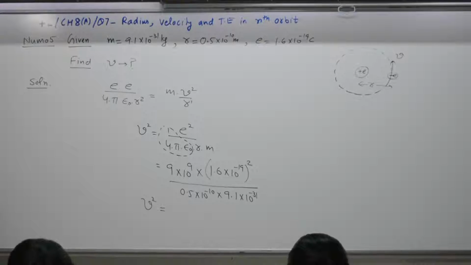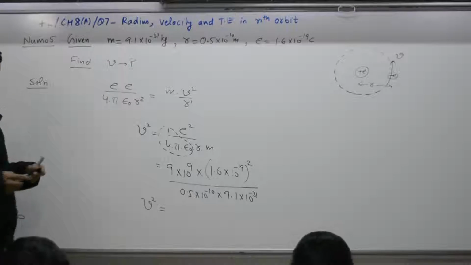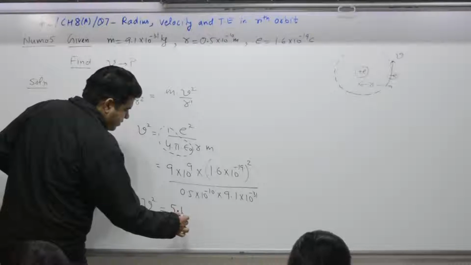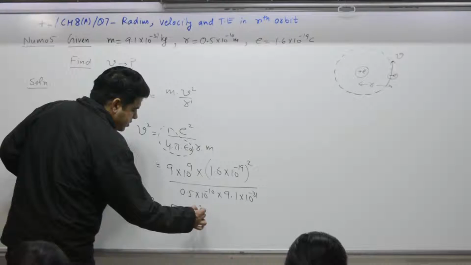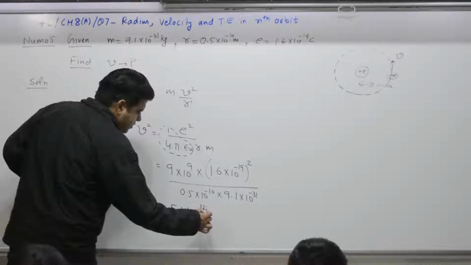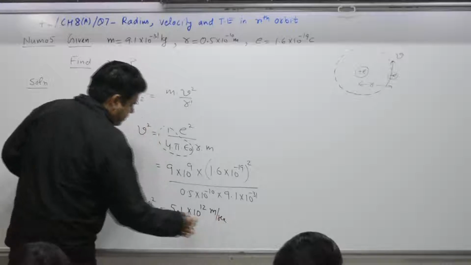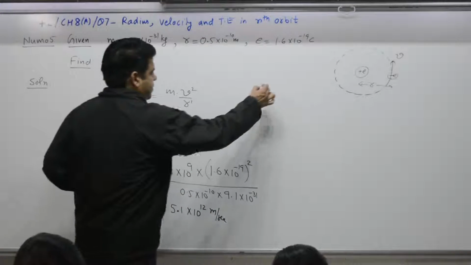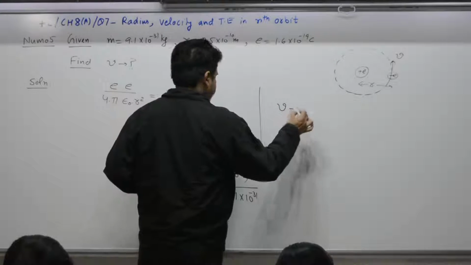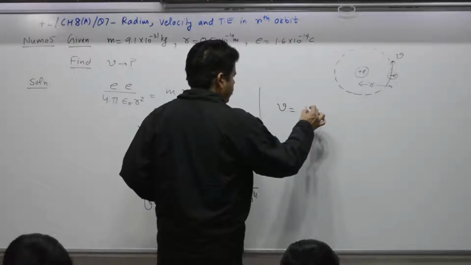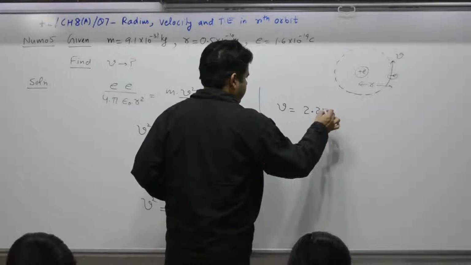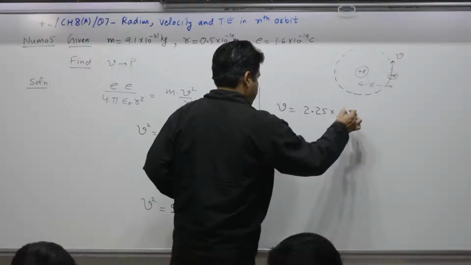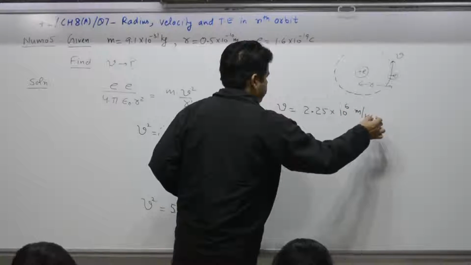v square is equal to what? Anyone with the answer, please? 5.1 into 10 raised to power 12 meter per second, squared. v is equal to what? Square root of this. v is equal to, yes, how much? 2.25 into 10 raised to the power 6 meter per second.